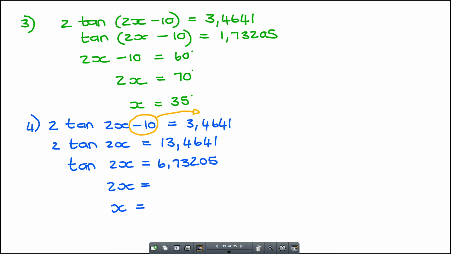Sodra ek hier kom now, I can say shift 10, that's 6,73205. And that's going to give me 81,55. Ek gaan hom eers hou met die 0,55. And that, if I divide it by 2, is going to give me 40,78.